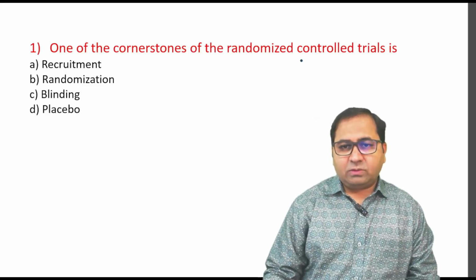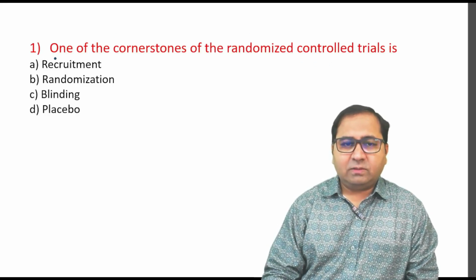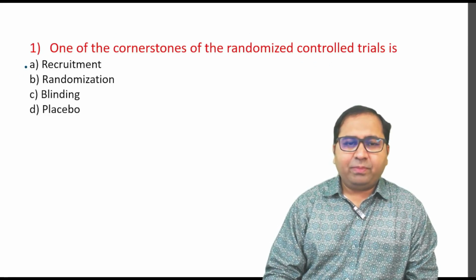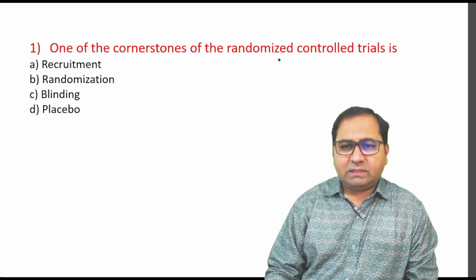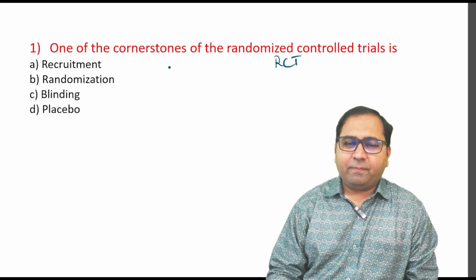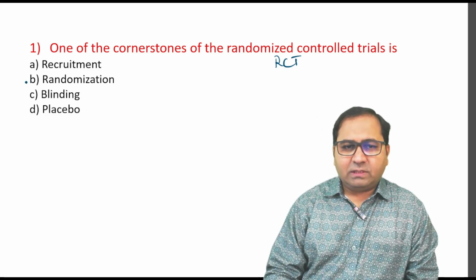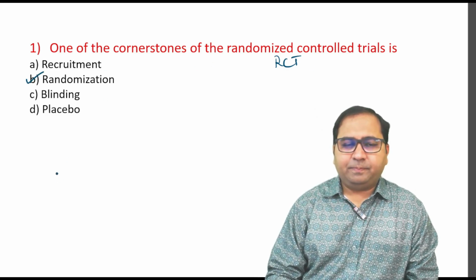One of the cornerstones of the randomized control trials is what? The options they gave are A, recruitment, B, randomization, C, blinding, or D, placebo. Once again, one of the cornerstones of the RCT, randomized controlled trials is what? So the answer for this question is B, randomization.